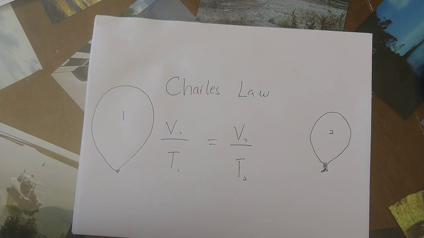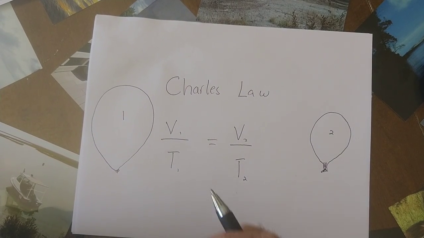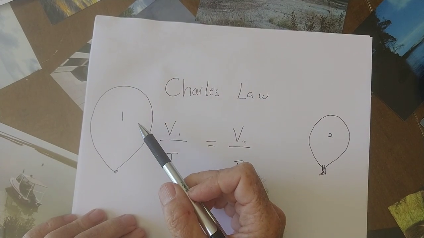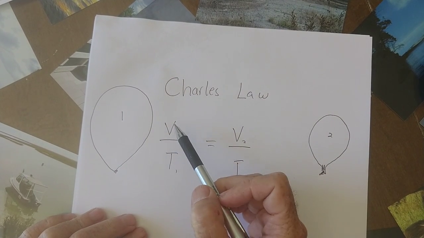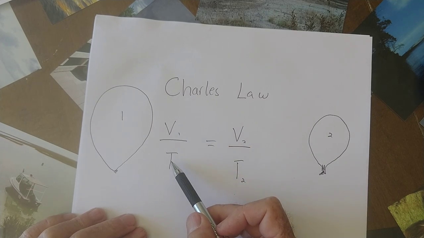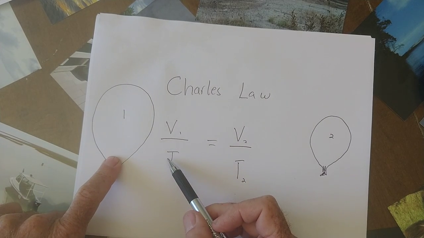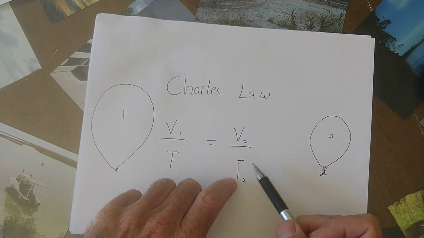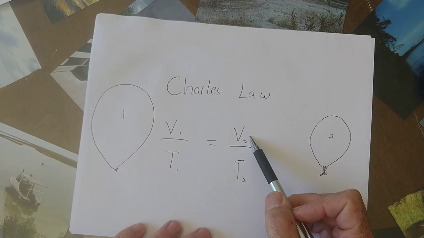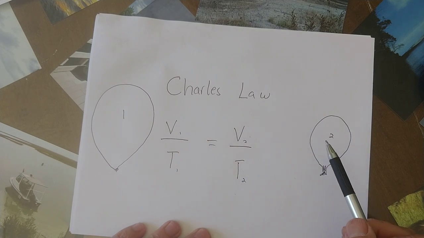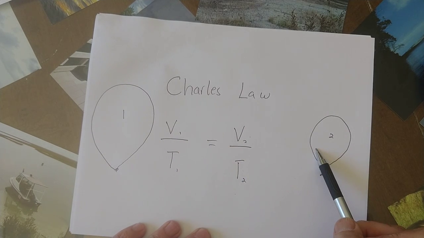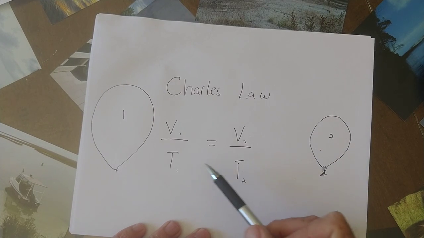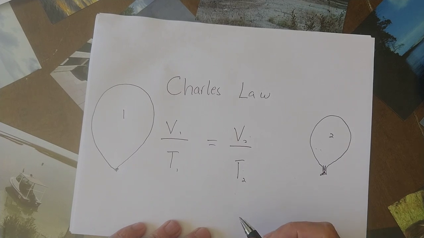All right, here's Charles's law. Charles's law says if you have a balloon and you know the volume and the temperature, then if you don't pop the balloon and you change the temperature, you know what the new volume would be. Now, in this situation, the balloon in the second place, later, is smaller. So does that mean the temperature went down or up? Well, it went down. So let's do a problem to show why we have to use Kelvin.